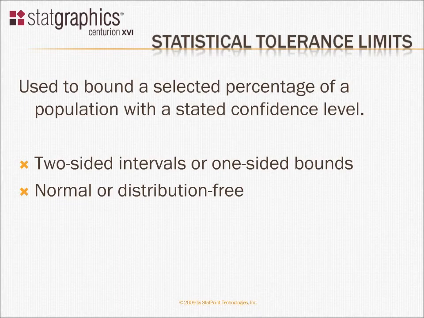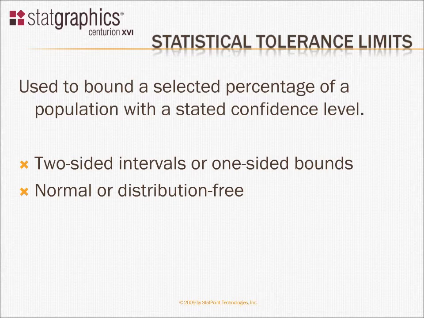In this video, I'm going to talk about the very important topic of statistical tolerance limits. Statistical tolerance limits are used to make a statement about a selected percentage of a population from which a sample was taken with a stated confidence level. For example, you may be able to take a sample of data from your population and state with 95% certainty that 99% of all the items you've produced are within certain limits.